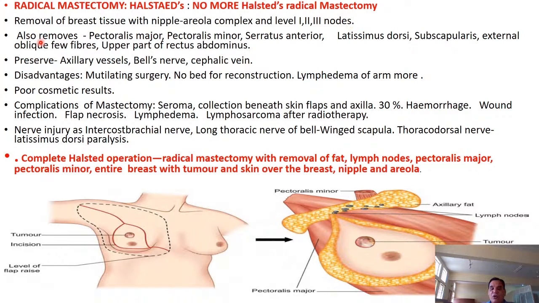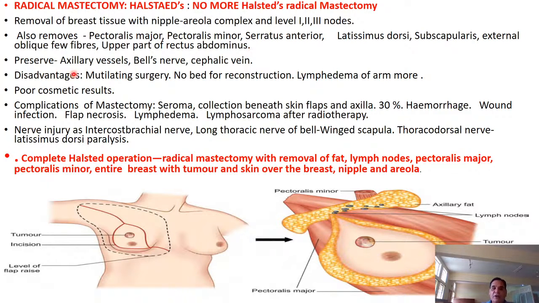What again has he removed? Very major surgery: pectoralis major, pectoralis minor, serratus anterior, latissimus dorsi, subscapularis, external oblique, and the upper part of rectus abdominis. Simply imagine the severity of the surgery. He has done it in millions of cases. He must be appreciated. Now it is difficult for us to think.